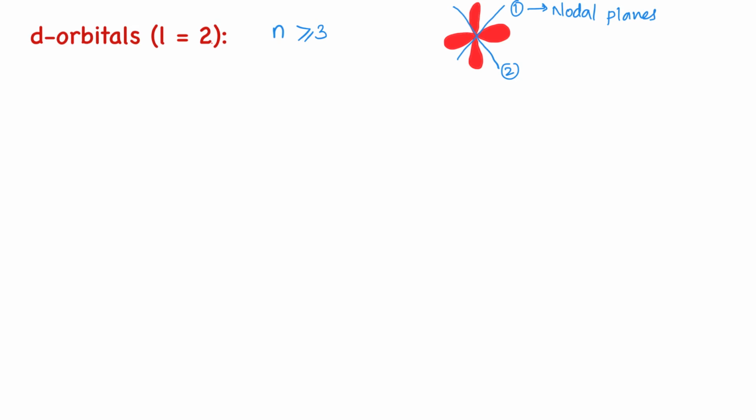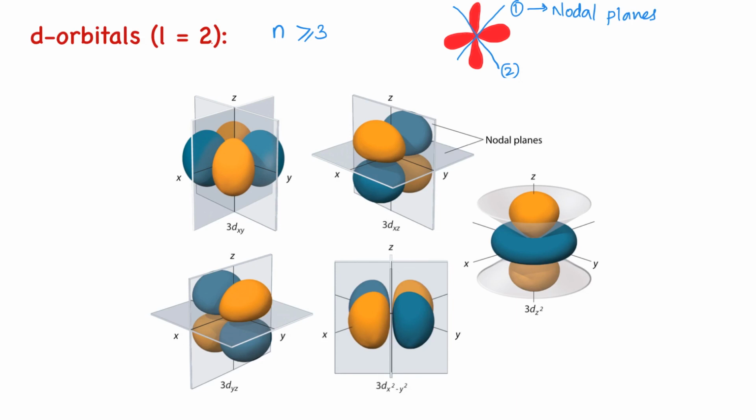Based on the orientation of these lobes, there are 5 different types of d orbitals: dxy, dyz, dzx, dx square minus y square, and dz square. The first 4 d orbitals have nodal planes. For the last d orbital, which is the dz square orbital, the nodes are in the shape of cones. These conical nodes fall into the category of angular nodes.